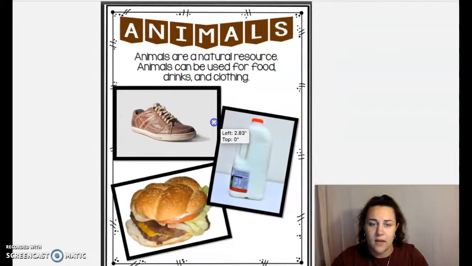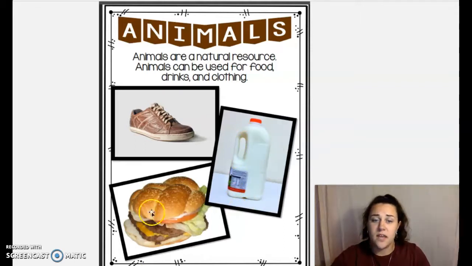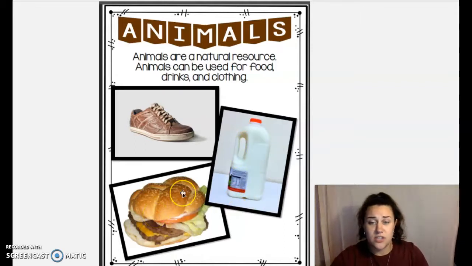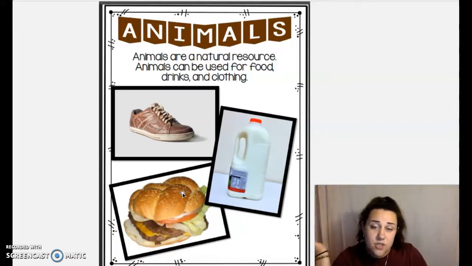Now we also have animals. Animals are a natural resource because they could be used for food, drinks, and clothing. So, this is a gallon of milk. And where do we get milk from? Cows. And then there's a hamburger. And if you like chicken nuggets, raise your hand. Well, those chicken nuggets come from chickens. And we use animals to also help us make clothes. So animals are very important.